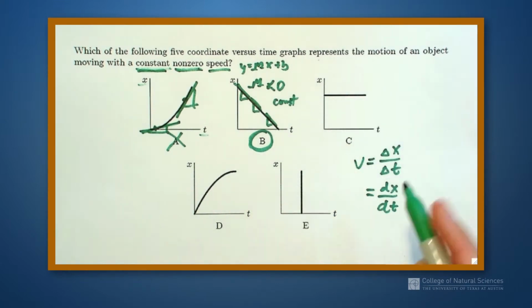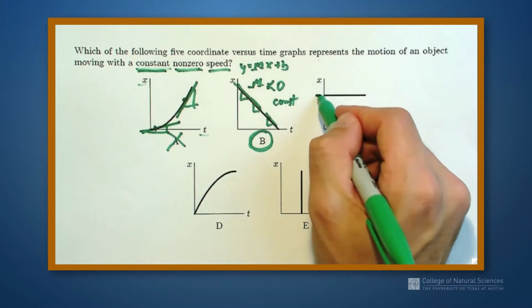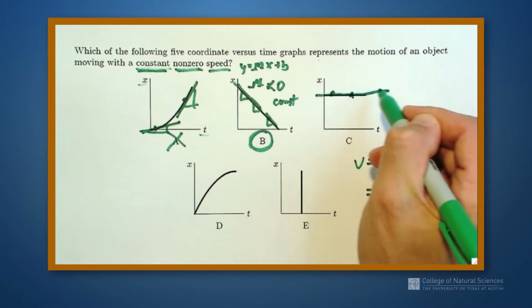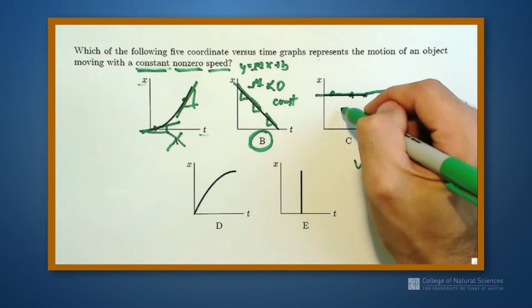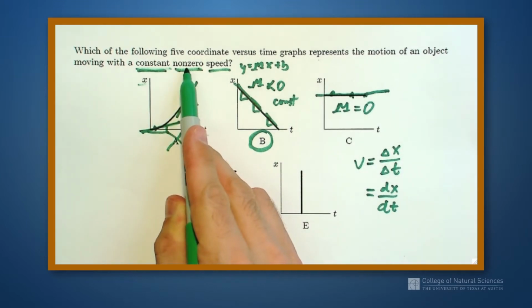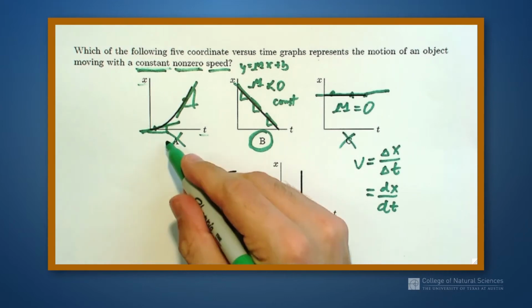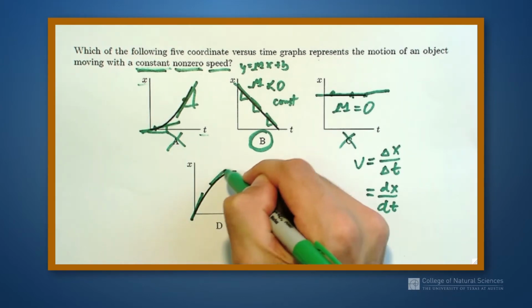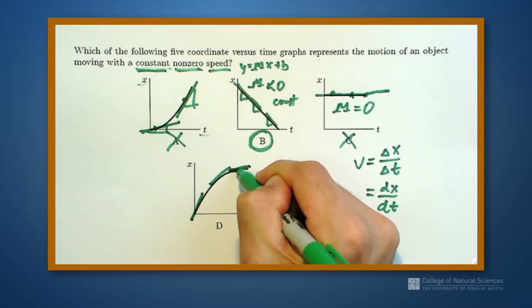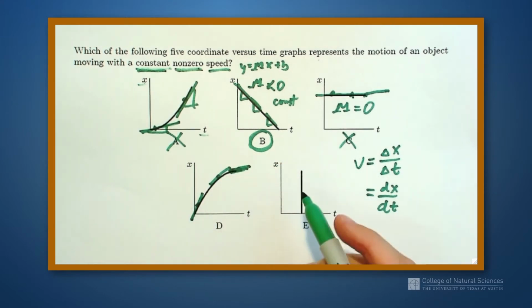If we actually look at the other cases, we'll quickly go through them. C is not the right answer because, yes, it has a constant slope. Every point along here is going to be the same value, but the slope in this case is equal to 0. That's not right because we asked for a non-zero speed. This one, similar to the one labeled A, its slope at different points is going to be changing. So we don't have a constant speed.